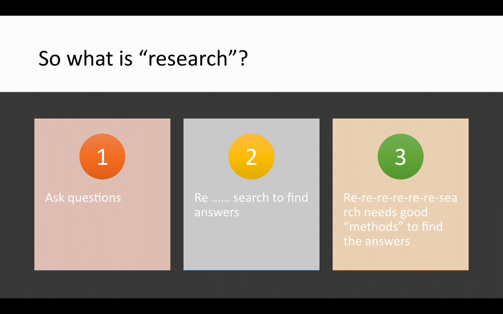Now, as I mentioned, I view research as a little bit different from classic textbooks. It all starts with asking different questions, and then we search, right, to find the answers. If we can't find it the first time, then we research. If not the second time, then we research until we find the best answers. But to do this research, the process actually needs good methods, right? So we can find the best answer more effectively.